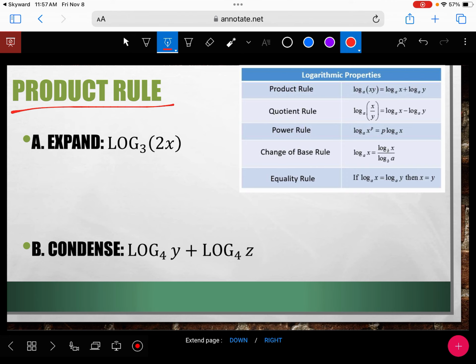All right, so after you glue it down, go ahead and copy down these two examples. So we're going to do product rules. So go ahead and title it product rules. We're going to go through each one of the rules. We're going to practice expanding and then also condensing.